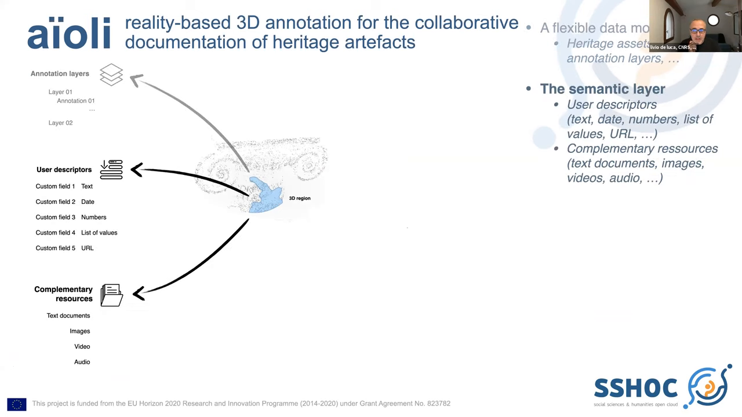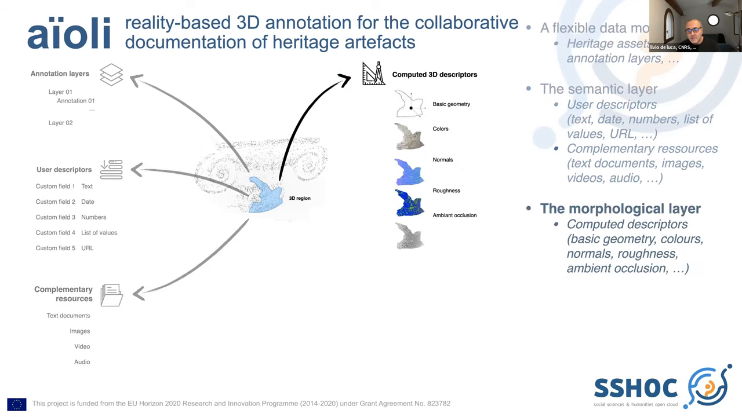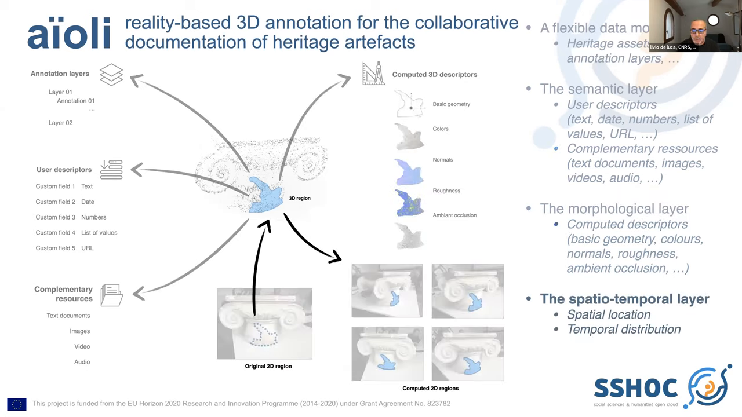This structure is able to manage a semantic layer, which includes all the user descriptors added for describing shapes and also some complementary resources. But on the other side, this model also allows managing a morphological layer that includes some computed descriptors, such as the basic geometry, the roundness, normals, ambient occlusions, and other properties coming from the geometric and visual spheres. And finally, the spatiotemporal layer that allows to accurately locate within the space and the time each acquisition made by each actor.